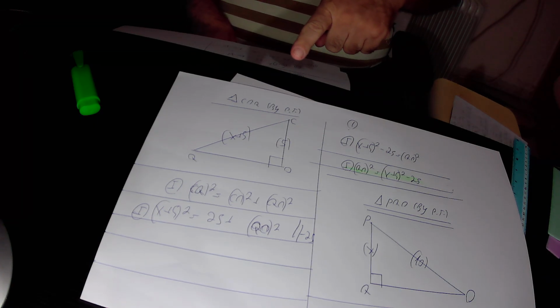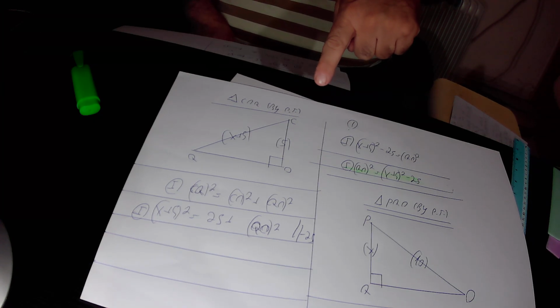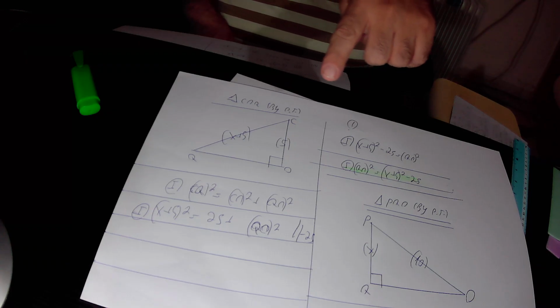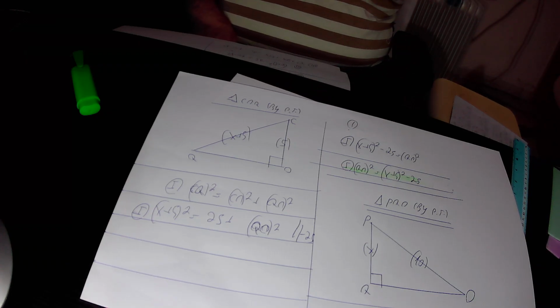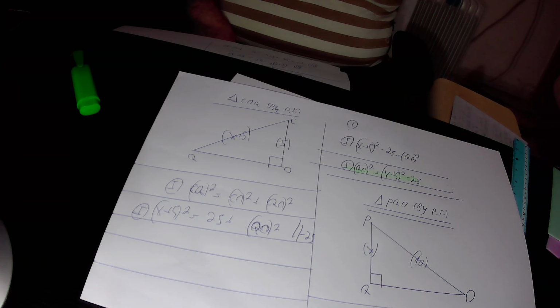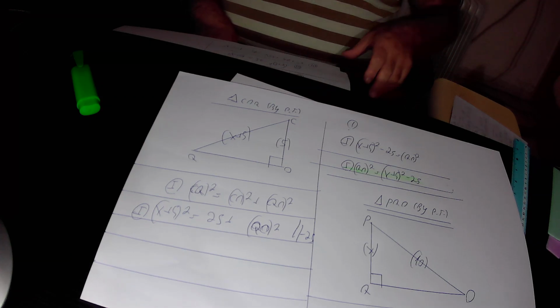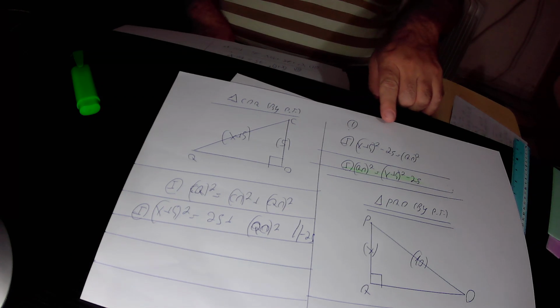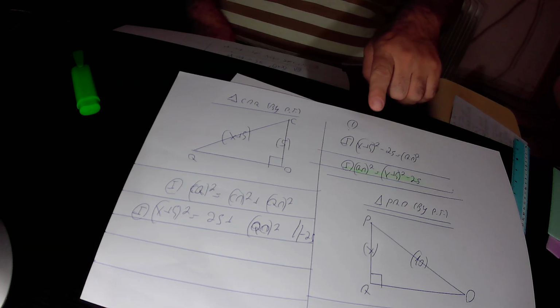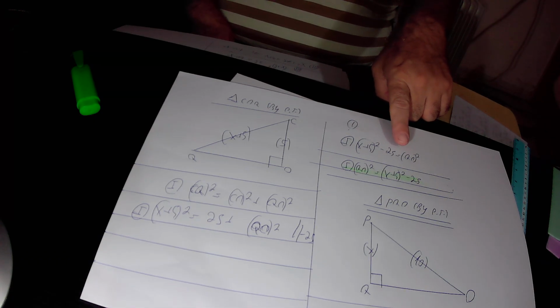CQ squared, this is the square of the hypotenuse, equals CO squared plus QO squared. CQ is x plus 5, therefore CQ squared is x plus 5 squared, and it equals CO squared. CO is 5, therefore CO squared is 5 squared, that is 25, plus QO squared. So according to equation 1, x plus 5 squared equals 25 plus QO squared. Here we subtract 25 from equation 1, and we find that x plus 5 squared minus 25 equals QO squared. Again, according to equation 1, QO squared equals x plus 5 squared minus 25.